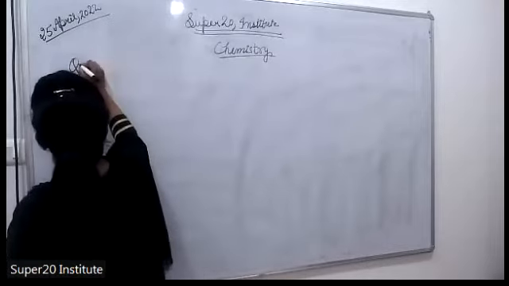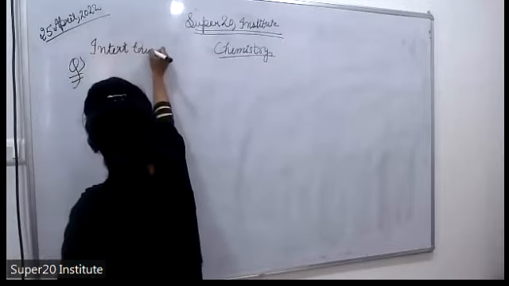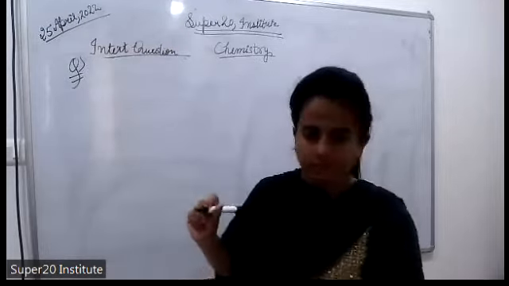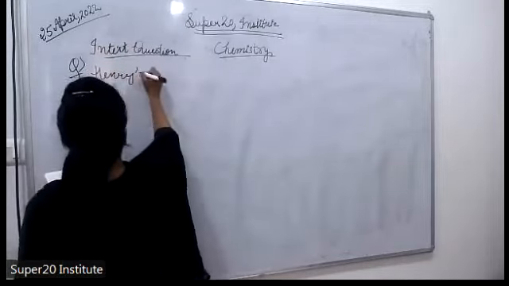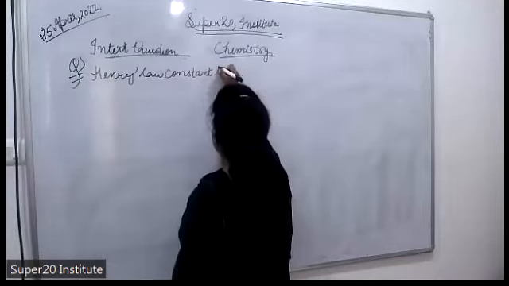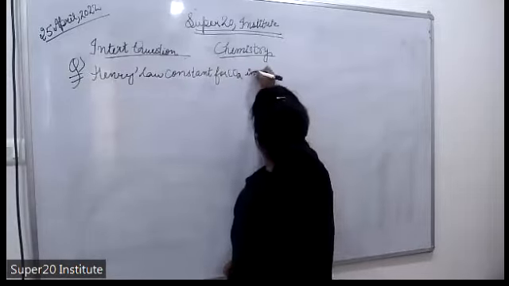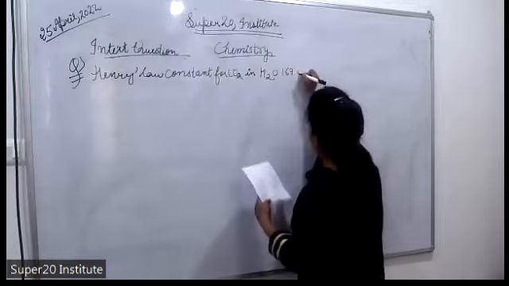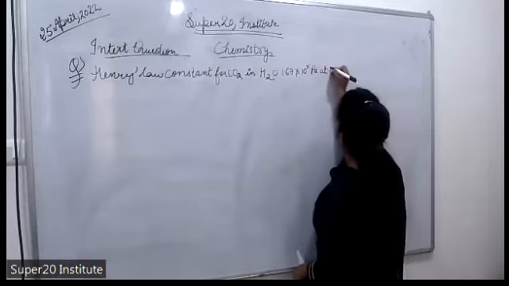Now this is your in-text question, based upon Henry's law. The question is: Henry's law constant for carbon dioxide in water is given as 1.67 into 10 raised to power 5 Pascal at 298 Kelvin.